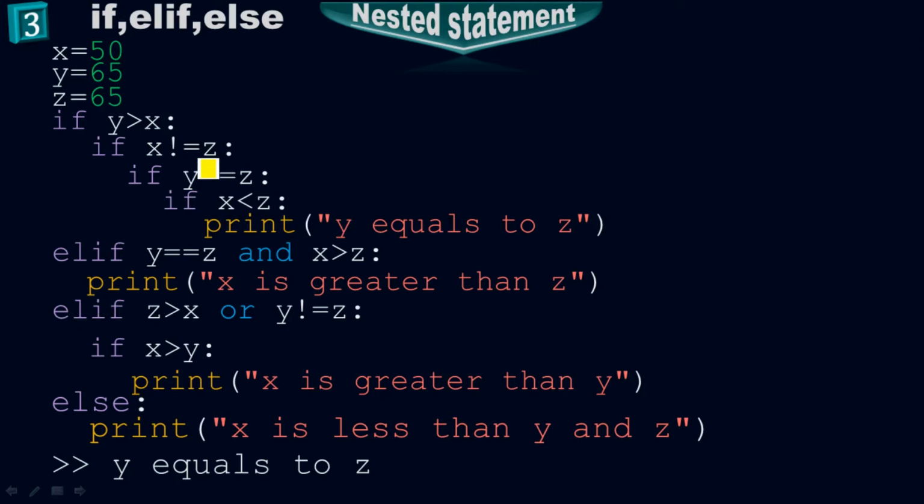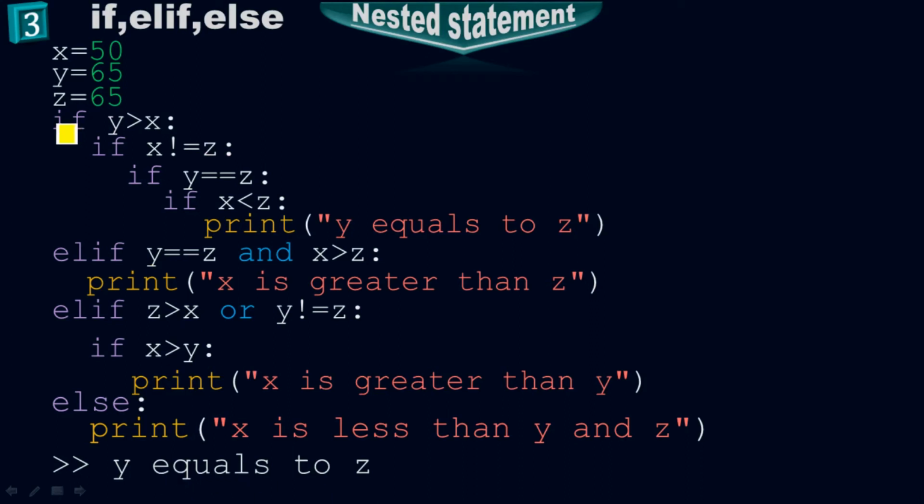So it is part of the nested statement. Look, we have used all three statements here: if statement, elif statement, and else statement. It is an example of a nested statement because, remember, a statement comes inside another statement. Similarly, a statement comes inside another statement. Therefore, we call it a nested statement. When you run this nested statement program, you will get y equals to z.